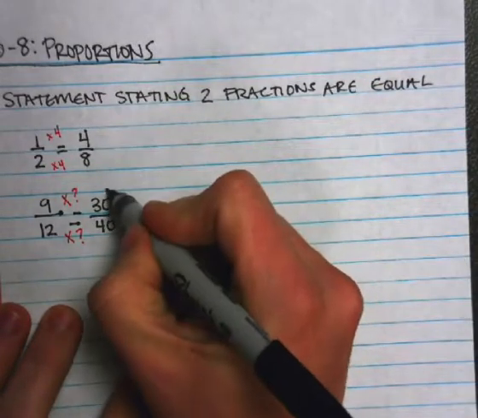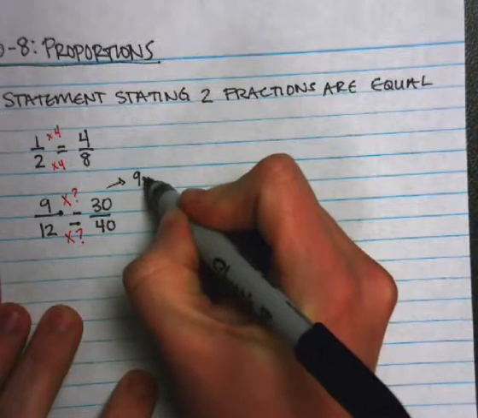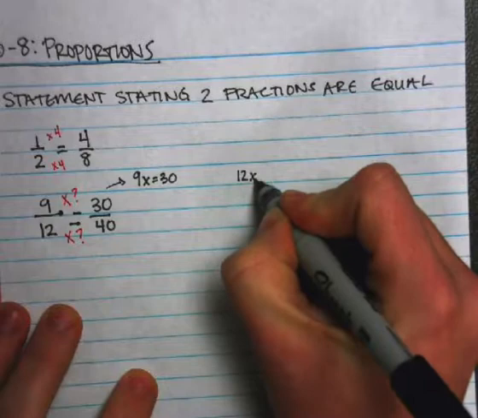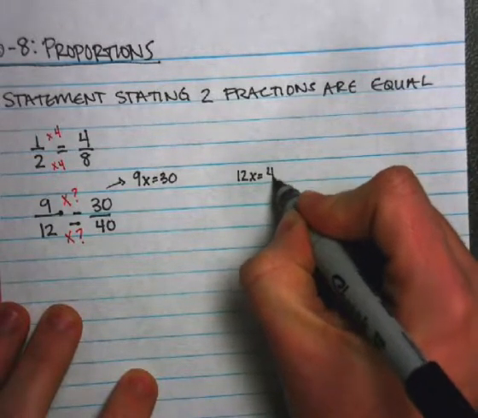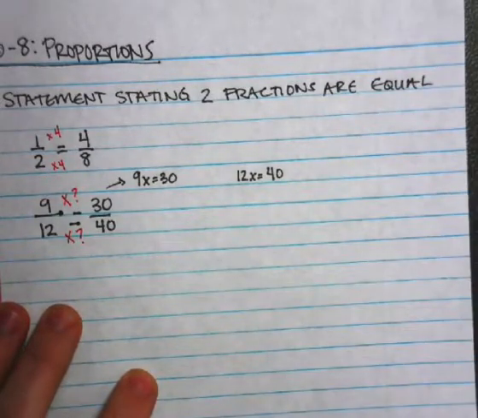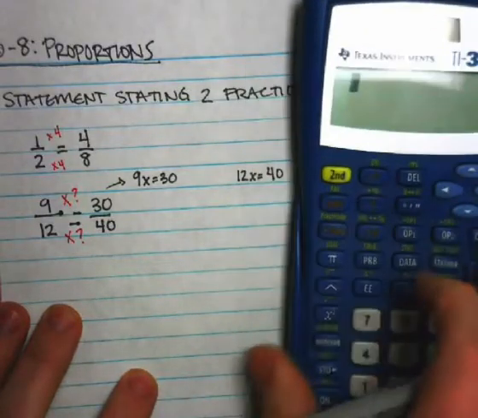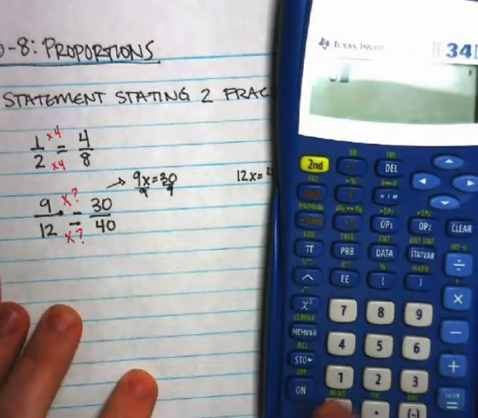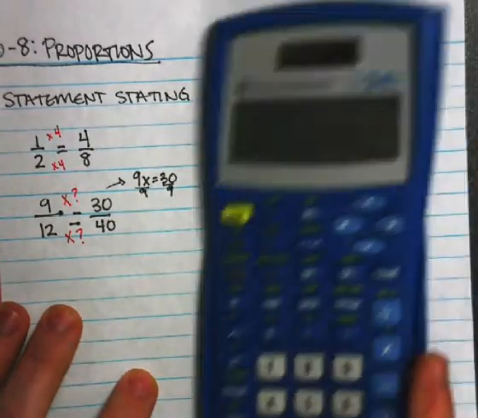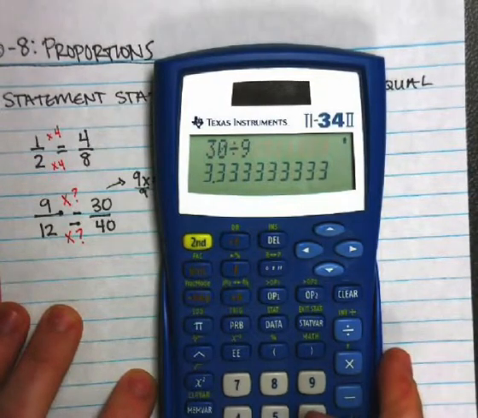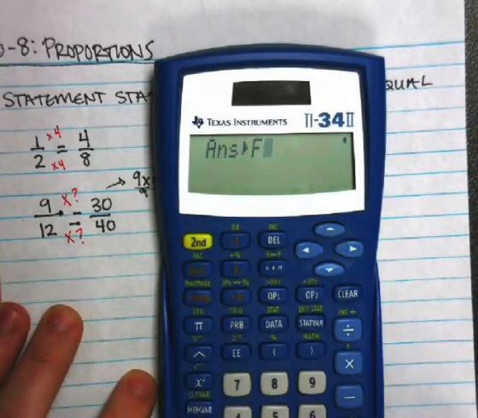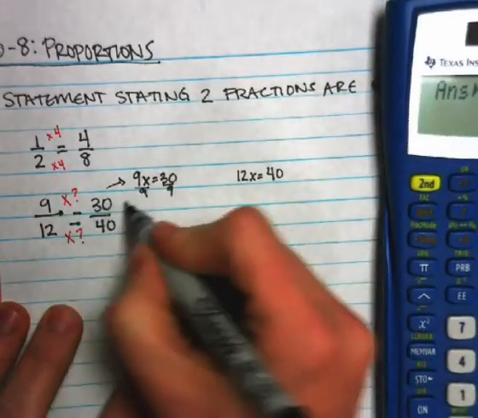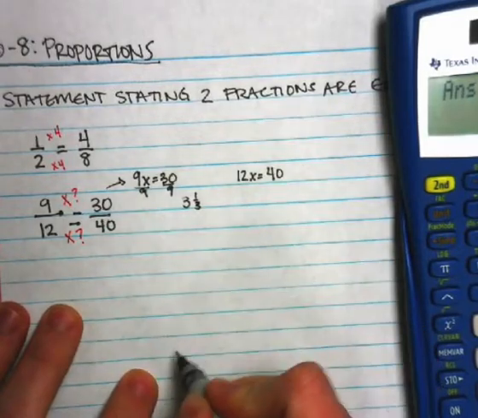What you should be thinking is, okay, 9 times something equals 30. And likewise, 12 times something equals 40. So what you're actually going to do to solve for this times something, we're going to divide by 9. So 30 divided by 9, I get 3.3 repeating, turned into a fraction, 3 1/3. Okay, so I multiplied by 3 1/3 to get to 30.